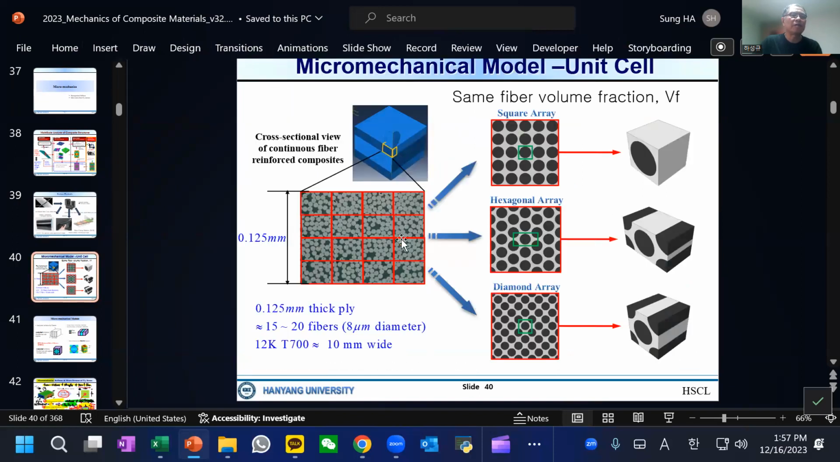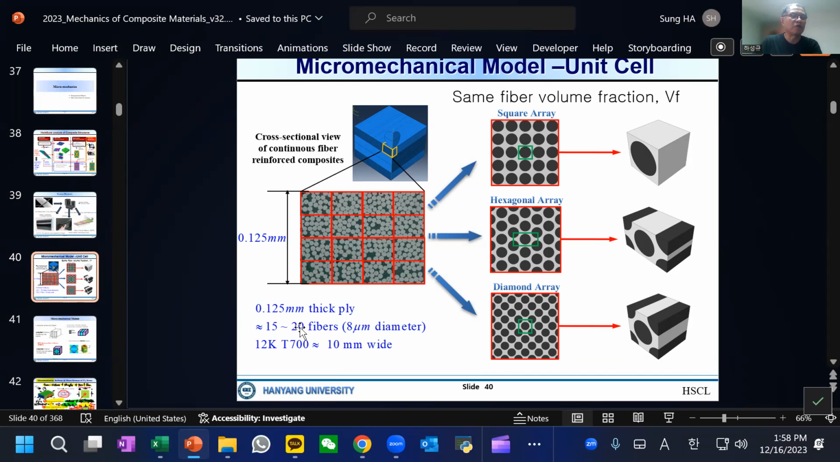So anyhow, the point is that if we look at the microstructure, say each ply is 0.125 millimeter thick, then this is the real fiber arrangement, as close as a real one. Each fiber has a diameter of about 7 micrometers, and then you understand how many fibers can be stacked to make this 0.125. You can count them, right?